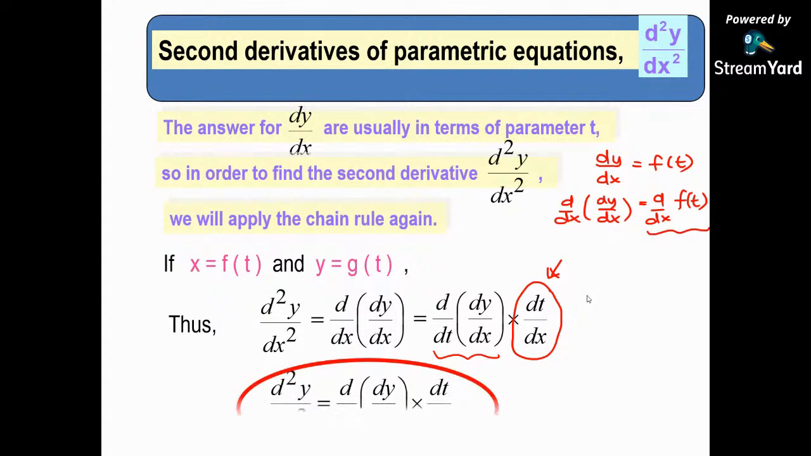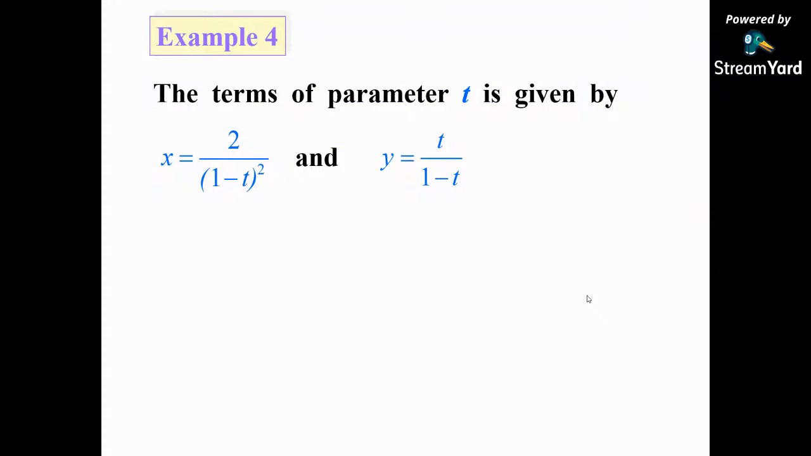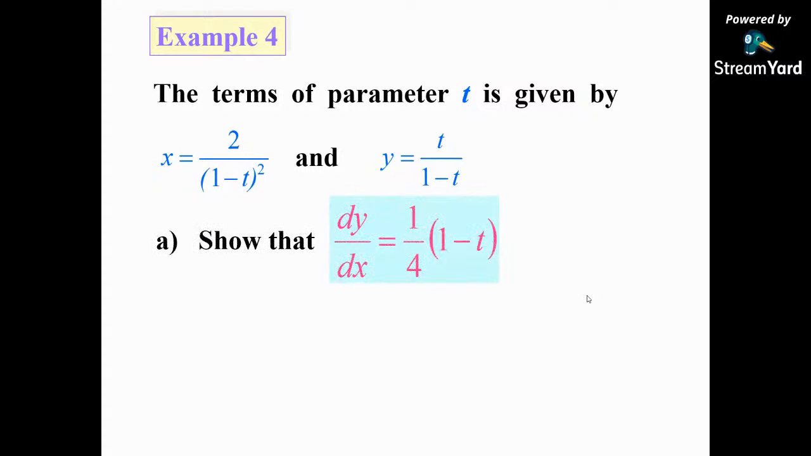Okay, so let us go to the example then. The terms of parameter t is given by, so x is equal to 2 over 1 minus t squared, y is equal to t over 1 minus t. Firstly, you need to show that dy over dx is 1 over 4(1 minus t), and then you need to find out what is d2y over dx squared.